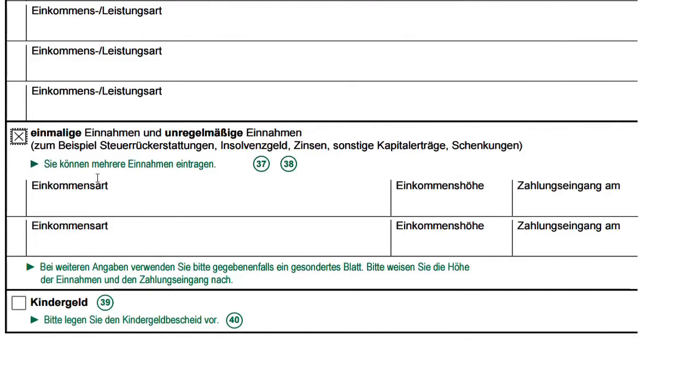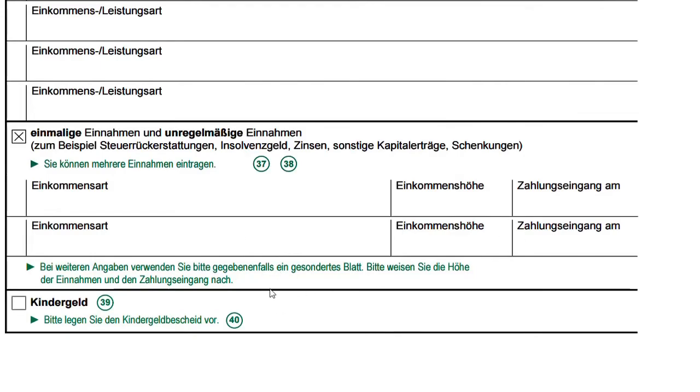If he or she has more than one of such incomes, you can provide the information about all of them below. You write the type of the income this person has here, the extent of the income or the money he or she receives or has received, and here the date on which he or she received the income or the money. Similarly, you write the information about the second income here, and here.